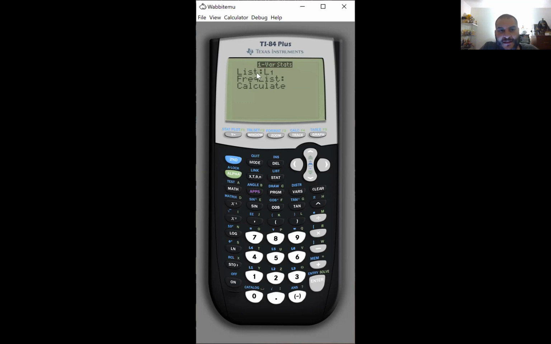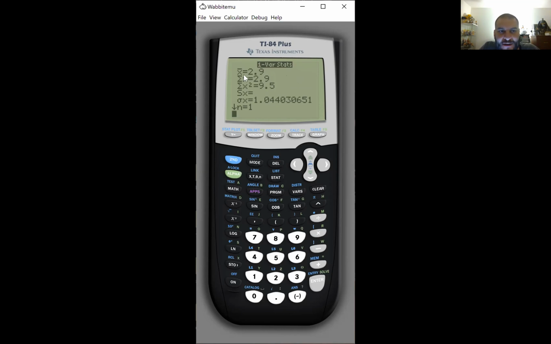So for lists, you leave it as L1. But when you go over here where it says frequency list, you want to change this to L2. So that way it could think X is L1 and the frequency list, which is P of X, is L2. And then you go over here and calculate.